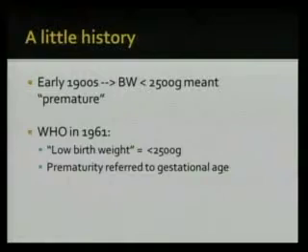So we'll first start with a little history. In the early 1900s, it was thought that all children with a birth weight of less than 2,500 grams were considered to be premature, even despite them having a normal length of gestation. That was our understanding of prematurity at that point. It was not until 1961 when the WHO decided that prematurity was not the correct terminology for that. Instead, they separated it into low birth weight, defined as less than 2,500 grams, and prematurity, which was related to gestational age.